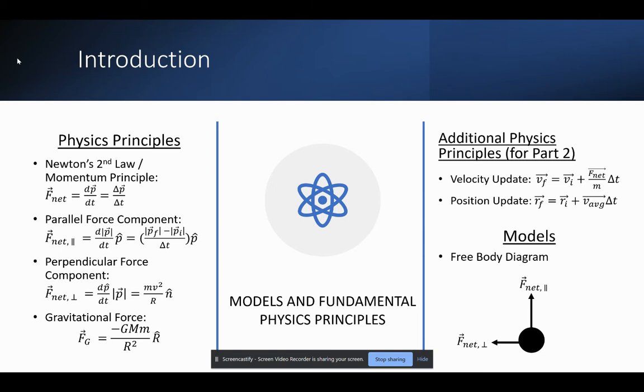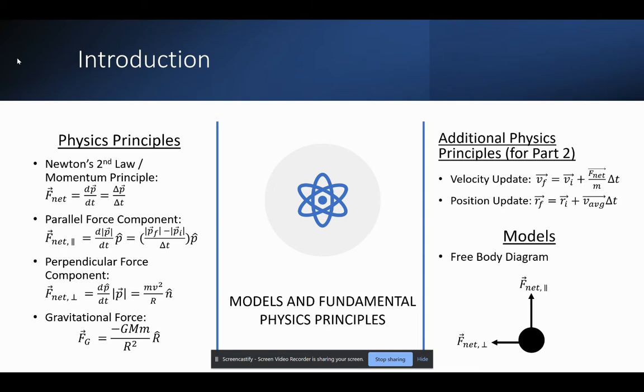Net force can also be split into parallel and perpendicular components. The parallel component of net force is equal to the difference in magnitudes of final and initial momentum over change in time times p hat, while the perpendicular component of net force is equal to mass times velocity squared over the radius of curvature times n hat.